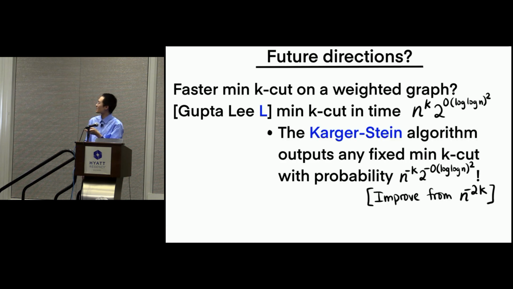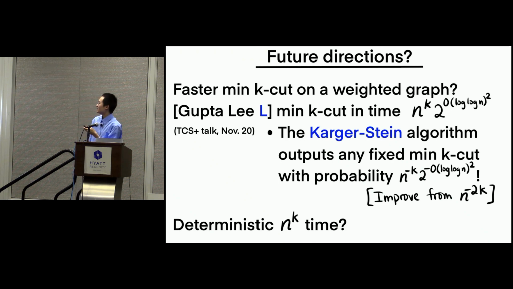And surprisingly, the Karger-Stein algorithm will actually do that. If you run the Karger-Stein algorithm, we show that a fixed min k cut will be output with probability roughly 1 over this value right here. And this improves the Karger-Stein bound of n to the 2k. I'll give a TCS+ talk on this about a week from now. So this is exciting.